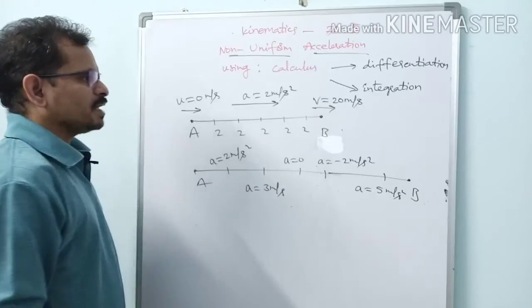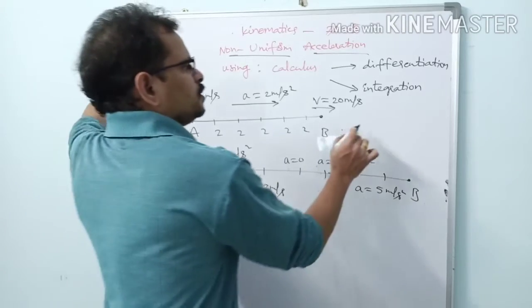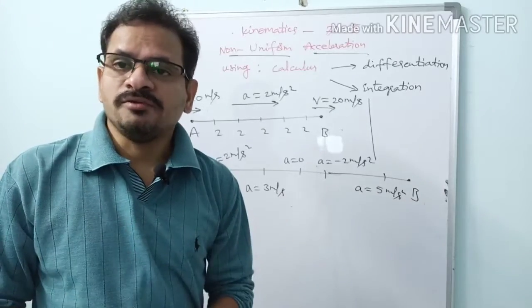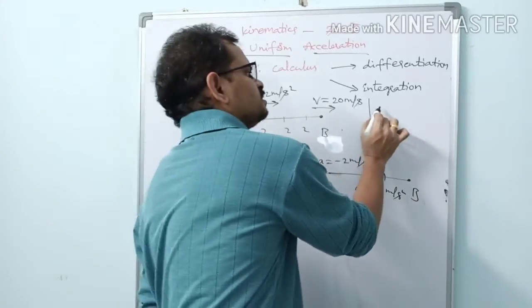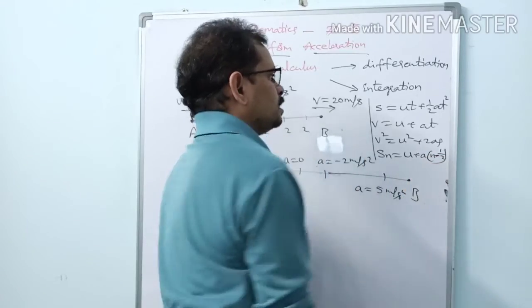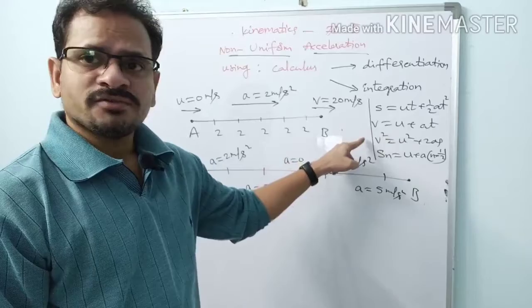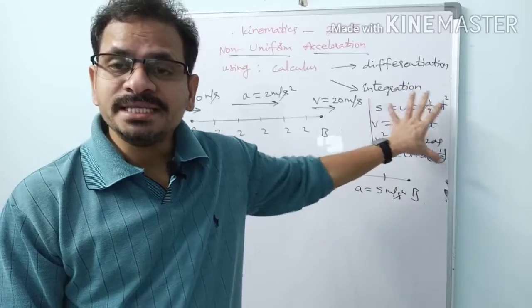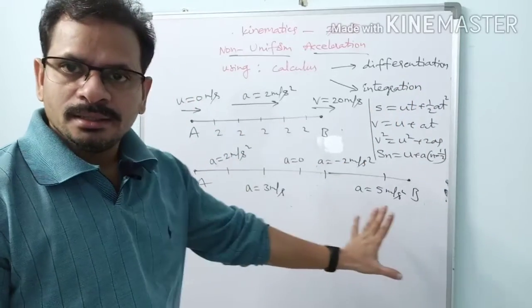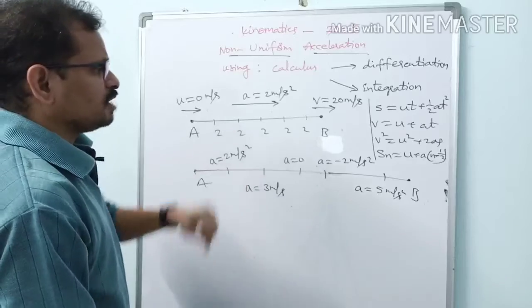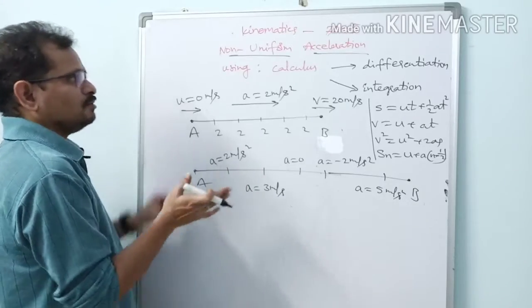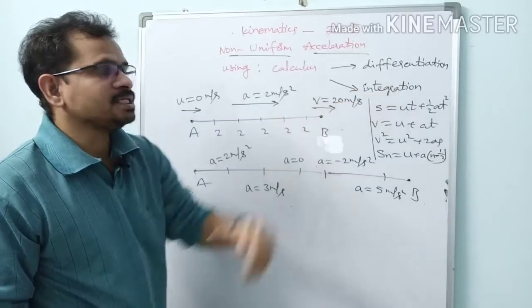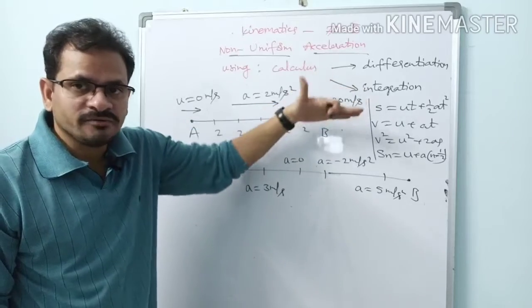So in this case, what can we do? The kinematic equations which we know cannot help us in solving problems. What are those equations? S equal to ut plus half at square, v equal to u plus at, v square equal to u square plus 2as, Sn equal to u plus a times n minus half. These equations cannot help us in solving problems in such scenarios. So what can we do here? We have to go for calculus. Again, calculus involves two things: one is differentiation, the other one is integration. So when to use differentiation and when to use integration?